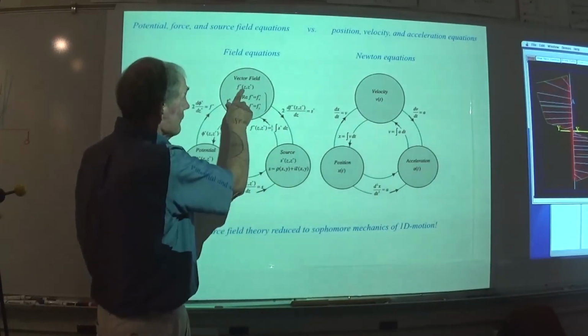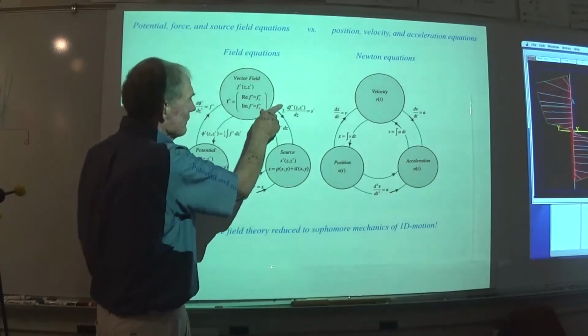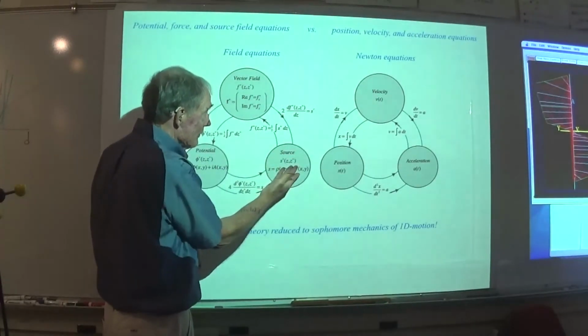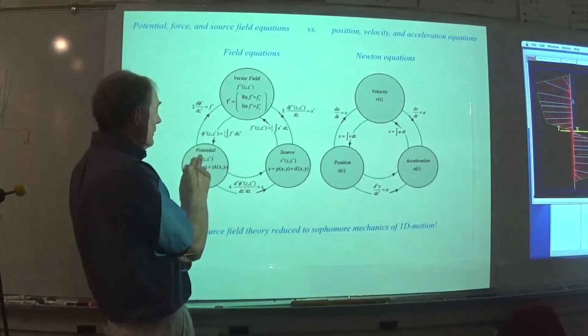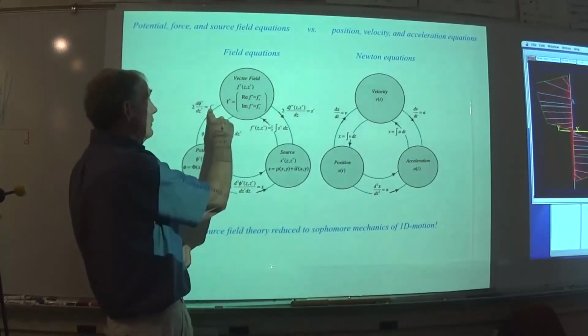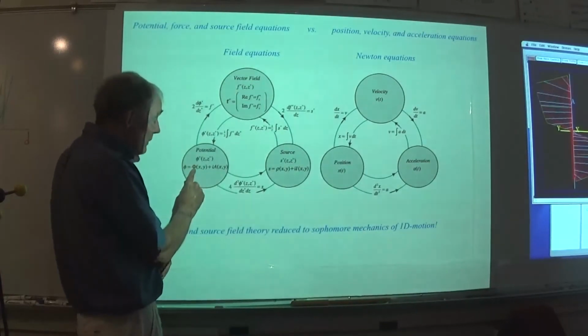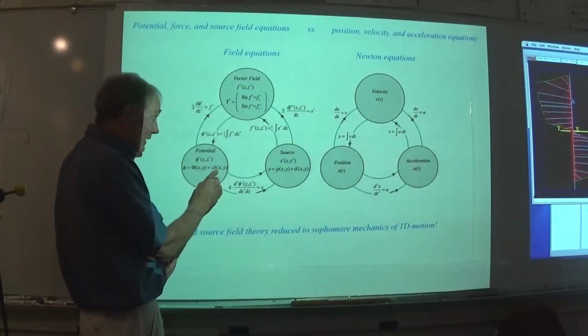I could have had the vector force field here. The derivative with respect to z is the source, and similarly the derivative of the scalar potential is the force. And this is more than the scalar potential. This has got two parts to it, scalar and vector.